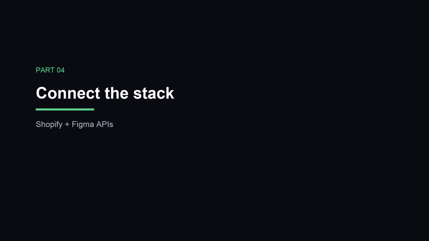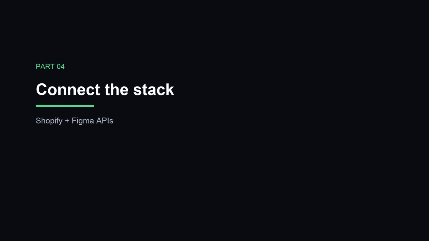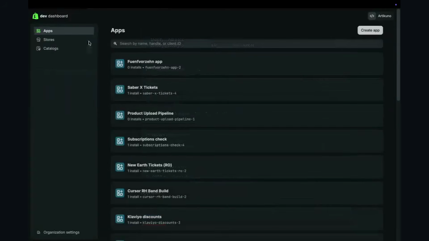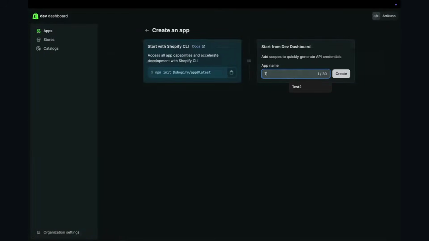Part 4, connect Shopify. We'll go one screen at a time. First, open the Shopify partner dashboard. Go to apps. Click create app. Start from the dev dashboard. Type an app name, anything you'll recognize later. Then click create. Now open a version of that app. You'll see the app name, an app URL field, and the webhook version.